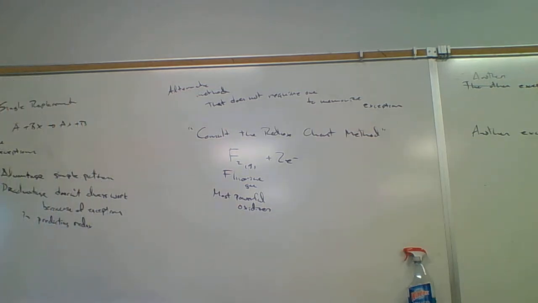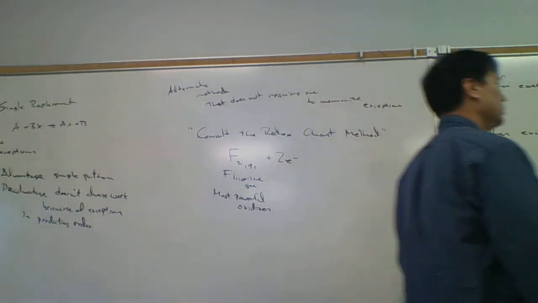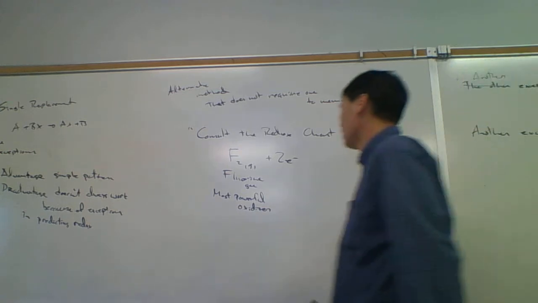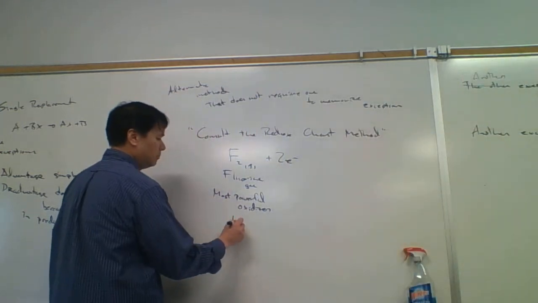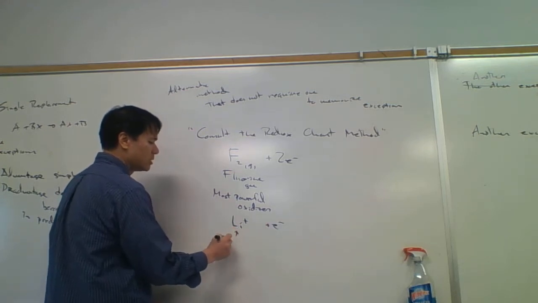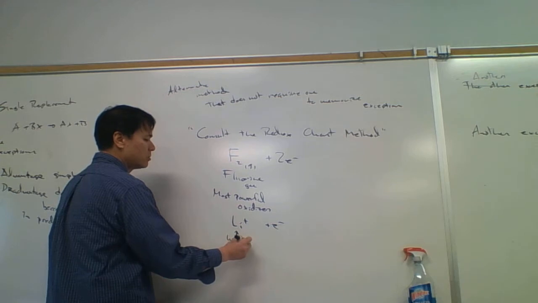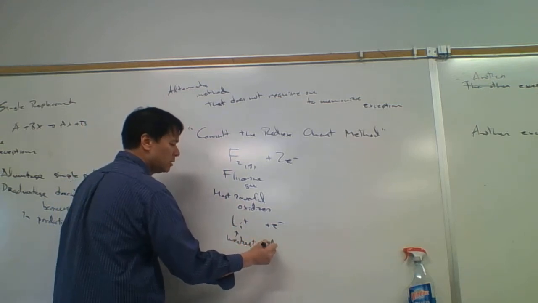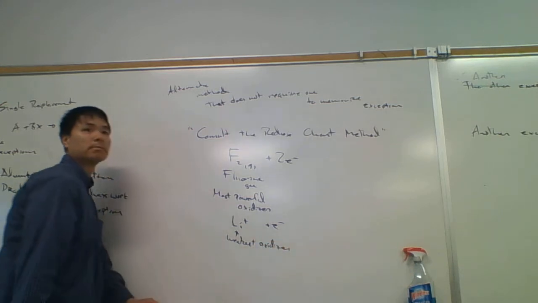What's the least powerful oxidizer? The least powerful oxidizer is there at the bottom of the chart. What do you see at the bottom of the chart? Lithium plus. Does lithium plus really want an electron? No. So that's why it's least powerful. Lithium ion plus an electron is the weakest oxidizer on the chart. And so we have the strongest oxidizer on the chart, fluorine, and the weakest oxidizer on the chart is lithium ion.